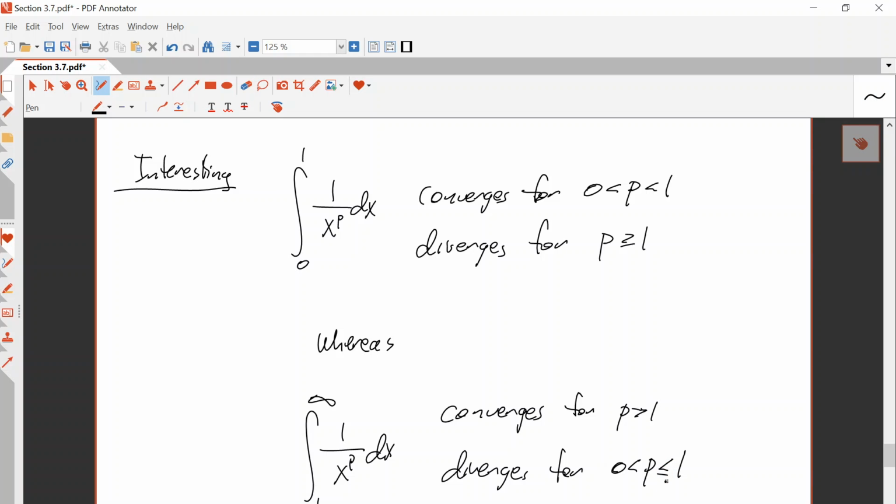So when p is equal to 1, it diverges in both instances. Other than that, you get the exact opposite result. Here you have convergence for p less than 1, and here you have convergence for p's bigger than 1. So that's kind of neat. Okay, so that is the lecture for this section, 3.7.